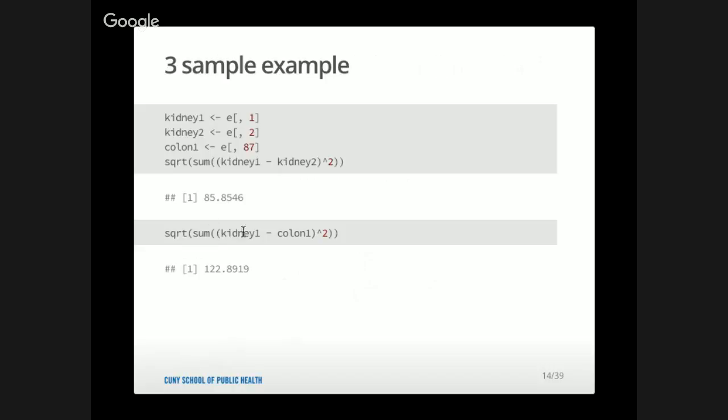And doing the same thing between a kidney and a colon, you see a somewhat greater distance, like we might expect for different tissues. So that's a Euclidean distance calculated in 22,000 dimensions. That's all there is to it.